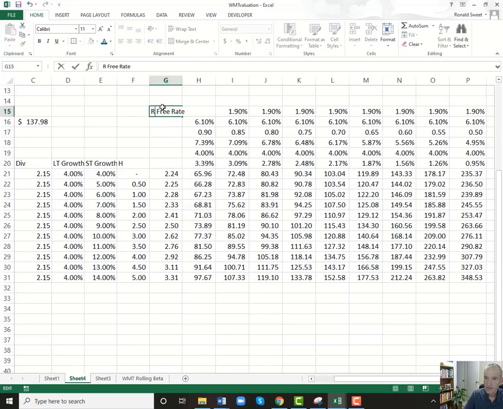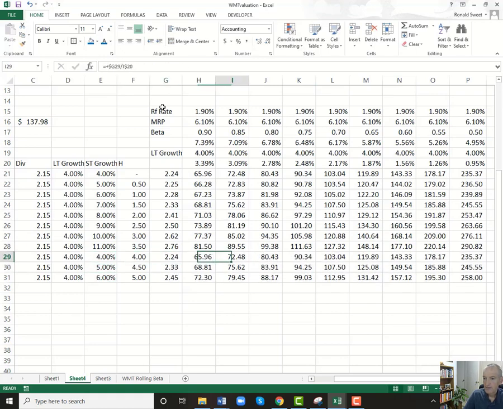And so I just have that across, and I'm not doing any scenario analysis on that. It's just 1.9% all across. Here I got the market risk premium. Here I got my beta, so that I do adjust. And here I have my long-term growth, 4%, my base case. And so if you look at the 0.7 and 4%, you get my 103.04, so that works.